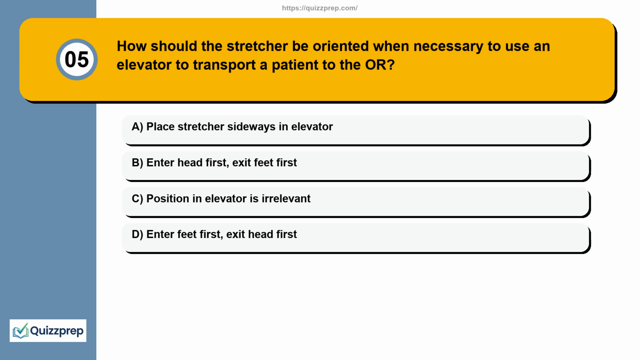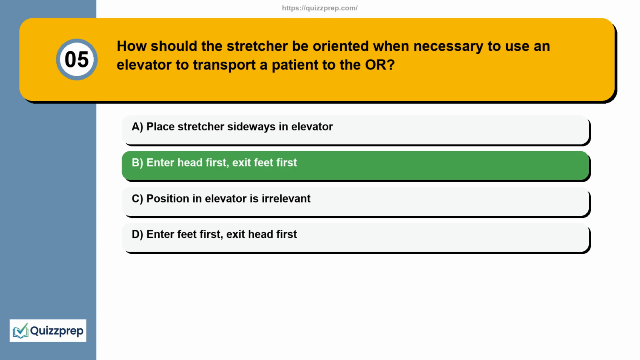Question 5. How should the stretcher be oriented when necessary to use an elevator to transport a patient to the OR? Option A, place stretcher sideways in elevator. Option B, enter head first, exit feet first. Option C, position in elevator is irrelevant. Option D, enter feet first, exit head first. The correct answer is option B, enter head first, exit feet first.